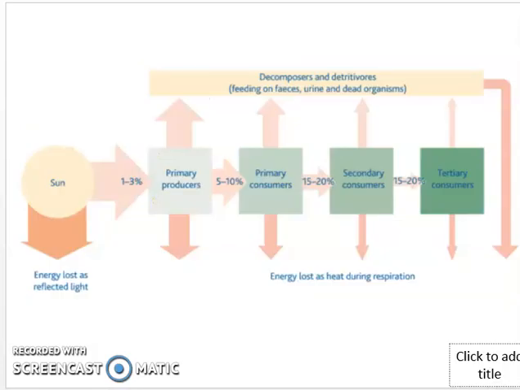So yeah, you can see the least efficient transfer is sun to primary producer. Then from primary producer to, so if that's from plants to herbivores, is about 5 to 10%. So it's much more efficient than the previous. If you notice, it's not quite as efficient as the transfer between a herbivore and a carnivore.